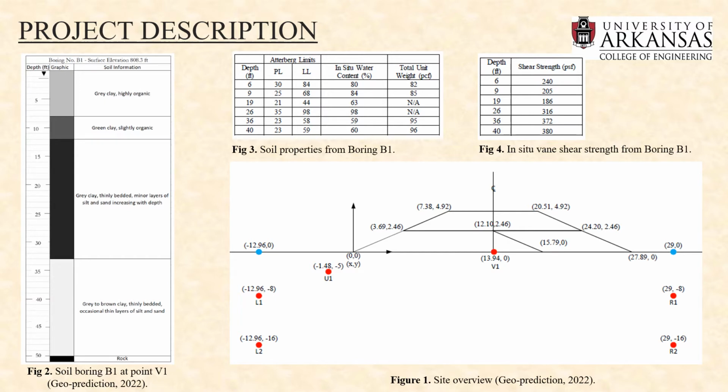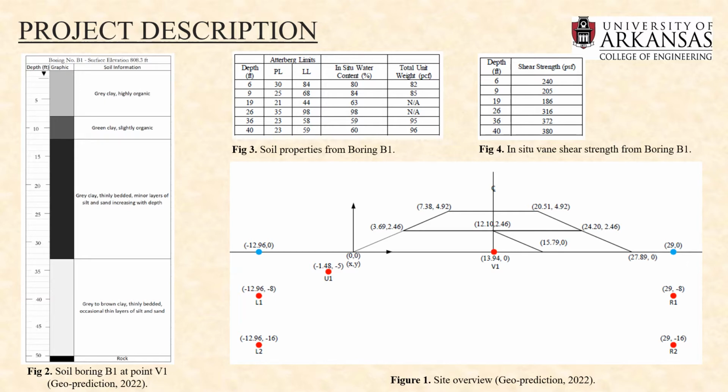Our task is to predict the vertical settlement at the points U1, V1 after 500 days and the lateral deformation at the points L1, L2, R1, R2 after 44 and 240 days. The accuracy of the predictions will be determined based upon the actual field measurement.